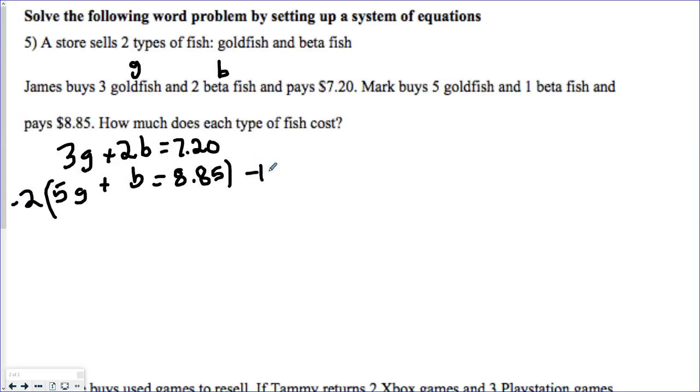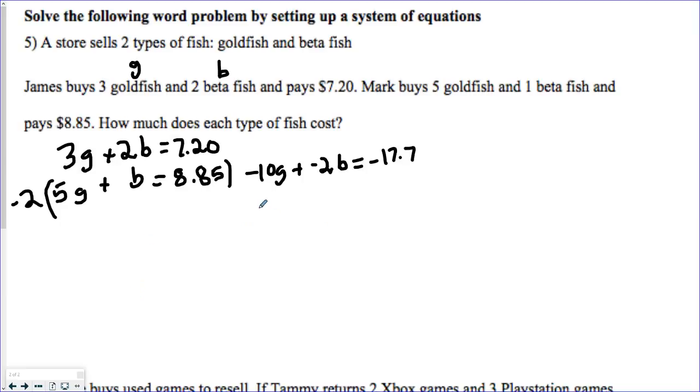So I get negative 10g, make sure I don't make my sign mistakes here as well. And then I have plus negative 2b. And then again, don't forget to multiply out your numbers as well. Again, a lot of people do, just don't forget. So it'd be negative 17.7.